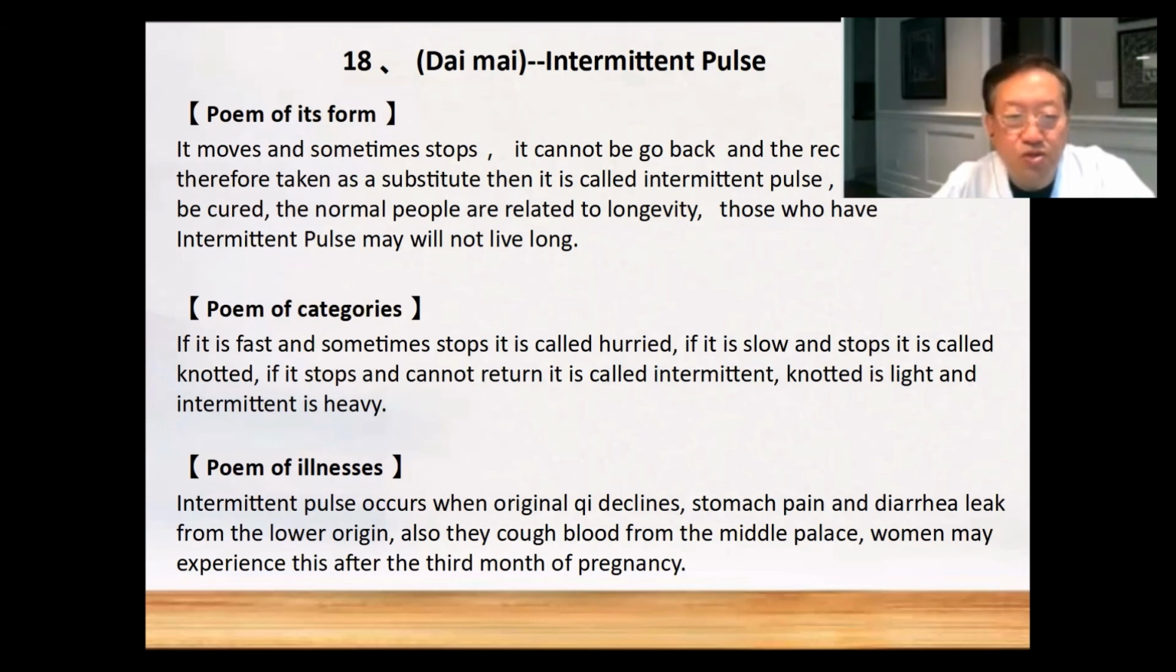Poem of categories. If it's fast and sometimes stops, it's called hurried. If it's slow and stops, it's called knotted. If it stops and cannot return, it's called intermittent. Knotted is light and intermittent is heavy. Poem of illnesses. Intermittent pulse occurs when original qi declines. Stomach pain and diarrhea leak from the lower origin. Also, they cough blood from the middle palace. Women may experience this after the 3rd month of pregnancy.